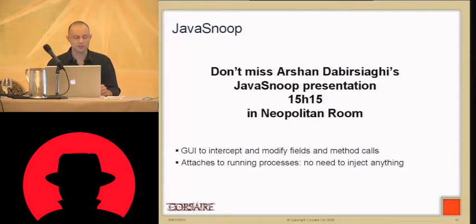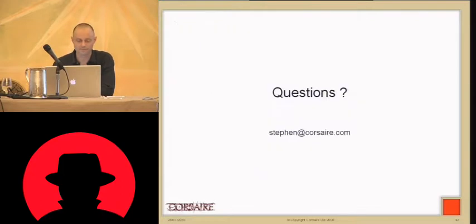I want to close with a mention of Arshan's talk, which is happening in the Neapolitan room in just a few minutes. Now, I didn't mention Java Snoop because it hasn't been released yet. It will be released in a few minutes. It's really a GUI that makes a lot of the functionality that I took out of the BeanShell available. It's an easy-to-use GUI application. You don't need to inject anything. It will automatically let you select from a list of running Java processes, select the process, and you can then intercept method calls. You can set fields. You can do all sorts of fancy stuff with it. So I recommend you attend his talk if you're interested in the subject.